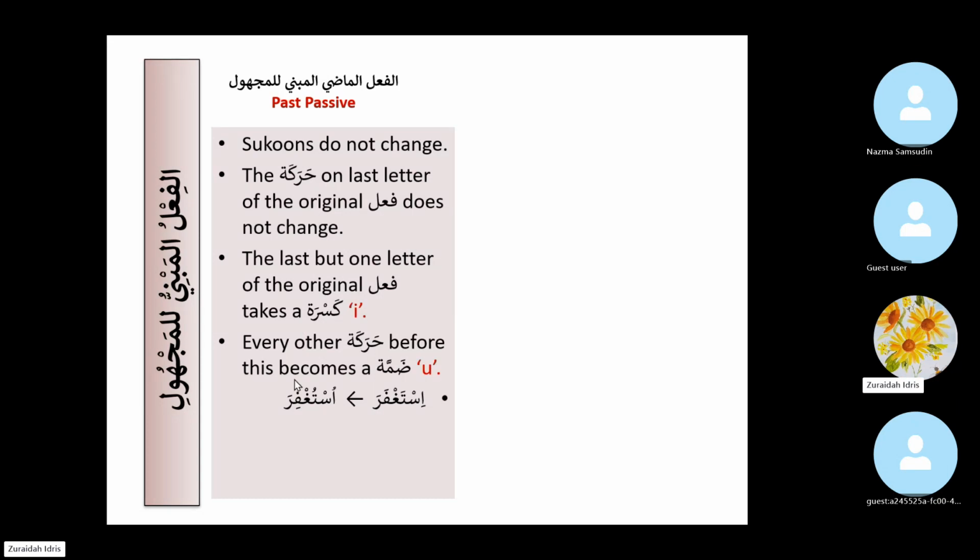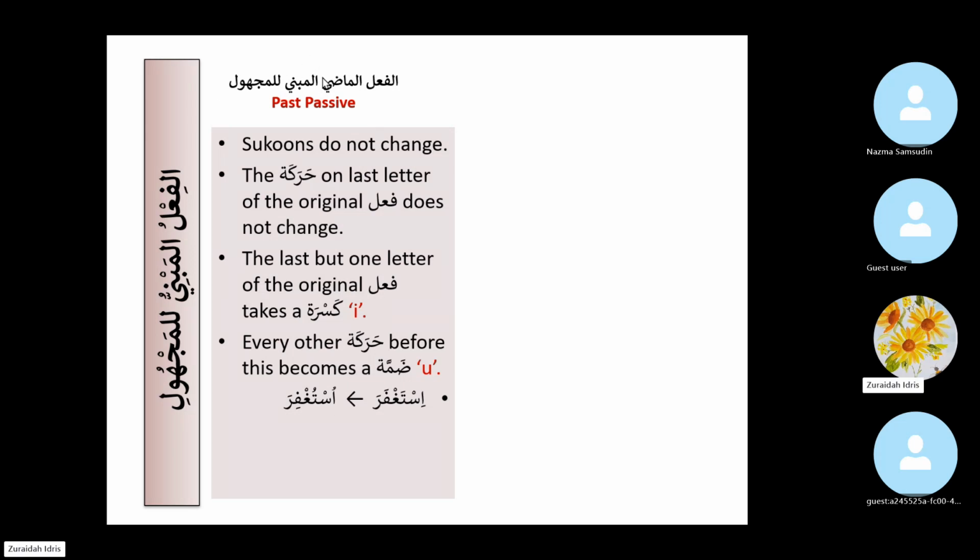So here now, istaghfara. The end of any verb, we do not change. Why don't we change? Because we don't want to change the status of that verb. When you make something passive, you don't want to change its status. If it is madin, it's madin. If it is mudari majzoom, it's mudari majzoom. Mansub, mansub, or whatever it is. So we leave it there. It's always fatha, fatha.